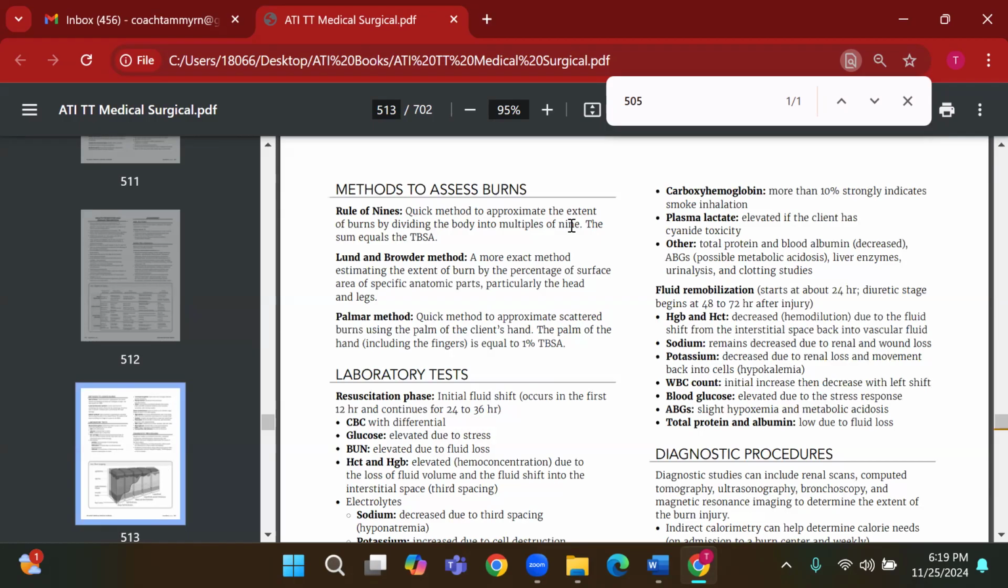Now, there's something that I have never seen before, and it said the Lund-Browder method, which it said is a more exact method, estimating the extent of burn by percentage of surface area. So probably a little more detailed, but I don't know that you have to know that for this exam. Just know that it exists. Palmer method, if we look at the Palmer method, it just says the palm of the hand, including fingers, is equal to 1%. So it just gives you another method. But the rule of nines is what you're really going to focus on.